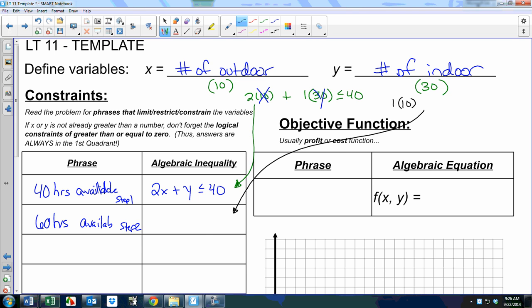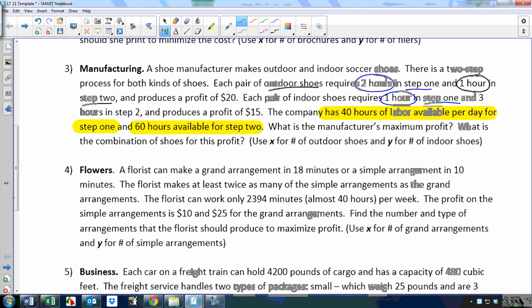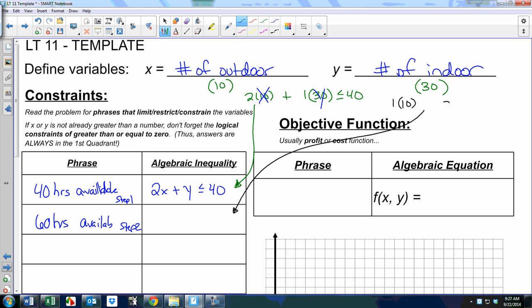The 30 indoor shoes. According to the problem, indoor shoes take 3 hours in step 2. So how long will those 30 indoor shoes take? They'll take 30 times 3. Do you have enough hours? 60 hours available. Do you have enough to make that many shoes?